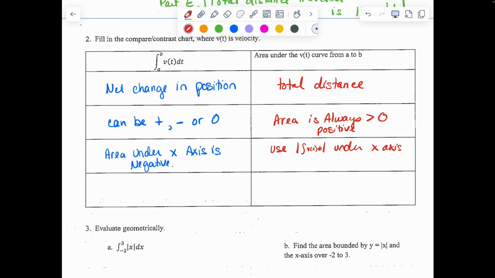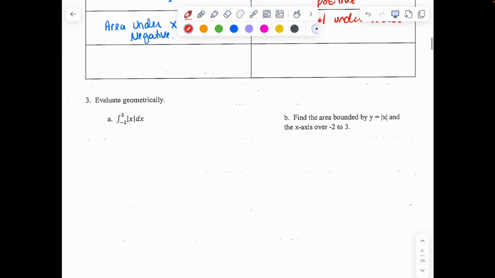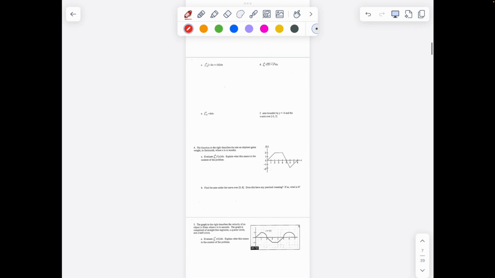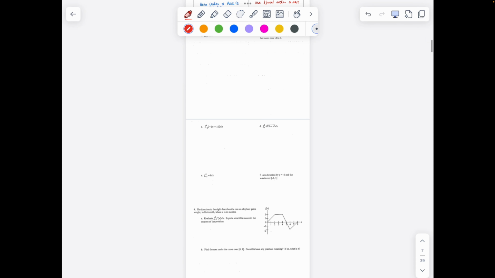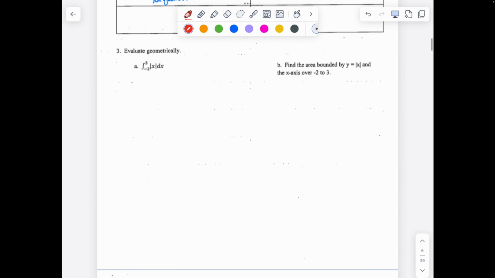Okay, we're going to do geometrically one more problem. Why don't you guys try this one without me? I'll be walking around if you need me.